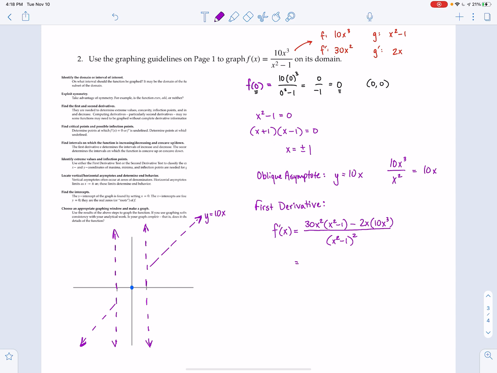And when I do my algebra to sort this all out, I get 30x to the fourth minus 30x squared, and then minus 20x to the fourth, all over x squared minus 1 squared.